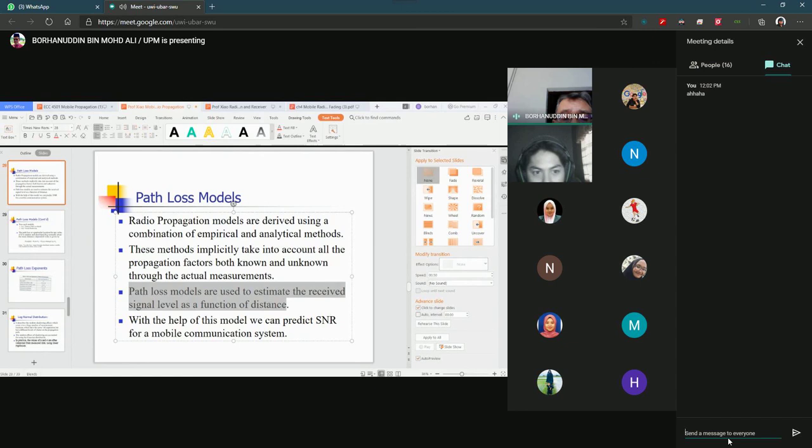So path loss models are used to estimate the received signal level as a function of distance. You have this mathematical model, then wherever you put your receiver, you should be able to estimate and predict the level of signal that you should get there. With the help of this model, we can predict SNR, signal-to-noise ratio, for a mobile communication system. For example, how far it can go before it drops below a certain threshold, and then you will have to start building another cell or a base station. So that's what a path loss model is meant for.